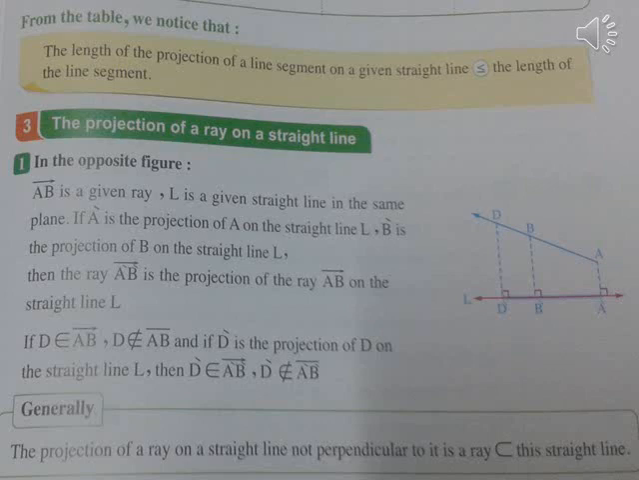If D belongs to the ray EB and D doesn't belong to the line segment EB, and D dash is the projection of D on the straight line L, then D dash belongs to ray A dash B dash, and D dash doesn't belong to line segment A dash B dash. Generally, the projection of a ray on a straight line not perpendicular to it is a ray, a subset of this straight line.